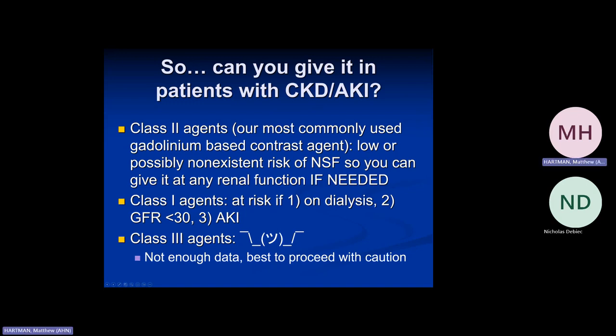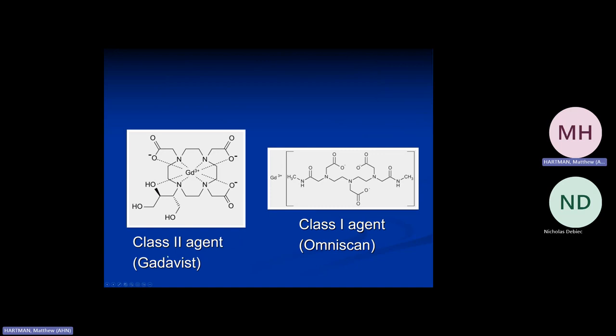So this is being worked out, and different contrast agents, the class 2, which is what we most commonly use at our institution, have lower risk. And if your renal function's fine, no problem. Again, if the GFR is lower, it becomes a risk-benefit discussion. If they're on dialysis, similar thing. And again, here's an example of a class 2 agent, Gadavist. They all have the gadolinium in common, but it depends on what the gadolinium is bound to for determining its class.